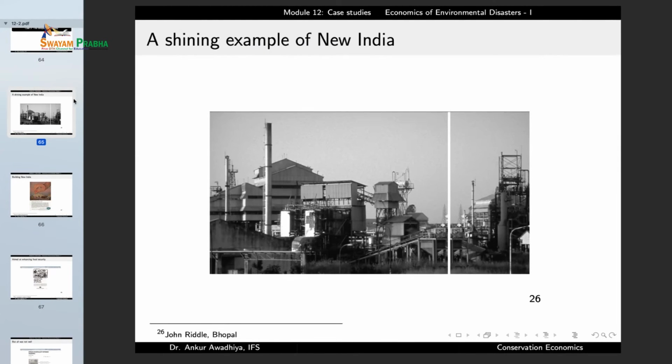So, the Bhopal gas tragedy begins with the plant of Union Carbide. Union Carbide, an American corporation, had an Indian subsidiary and they set up a pesticide plant in the city of Bhopal. And it was hailed as one of the shining examples of the new India. Because in the modern India, more and more amounts of pesticides would be used in agriculture so that we have bumper harvests.